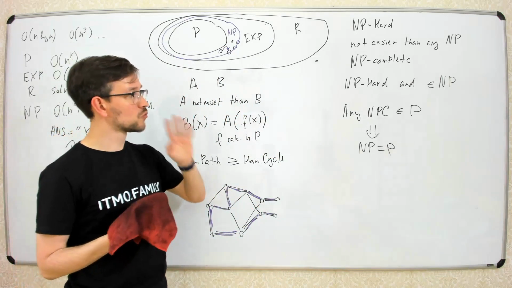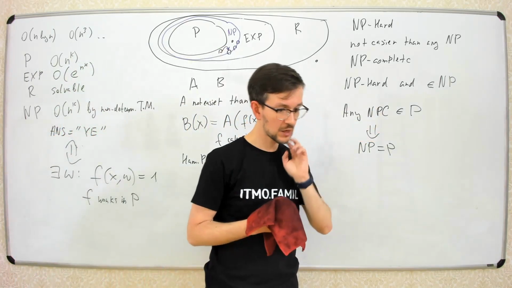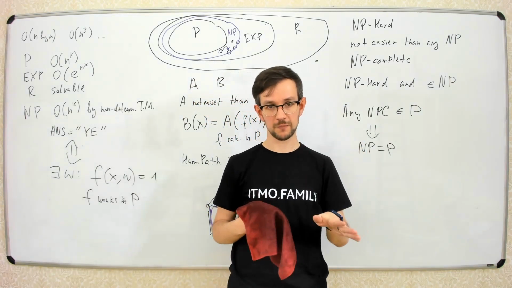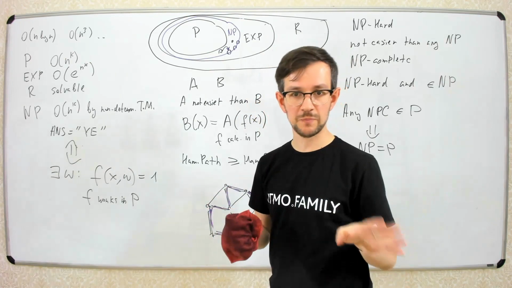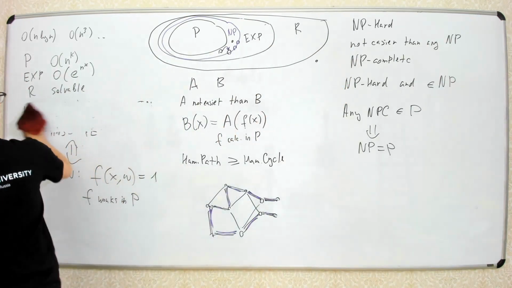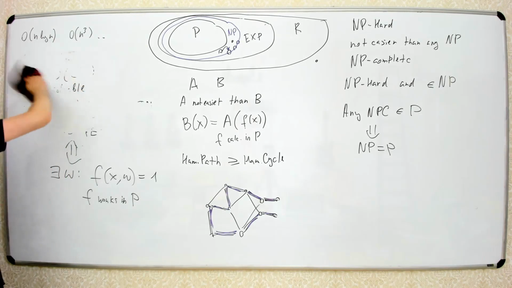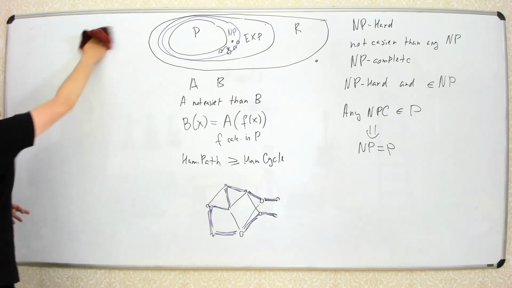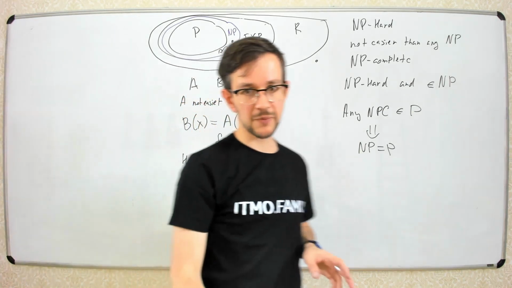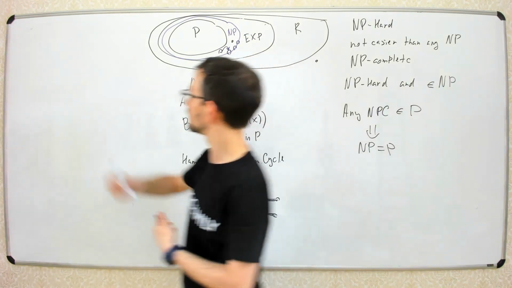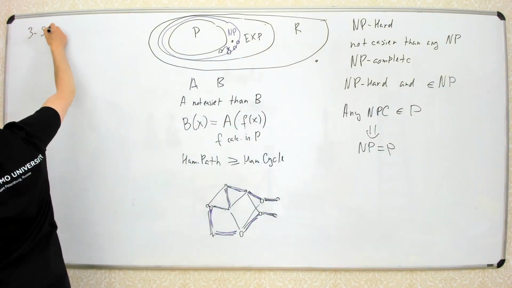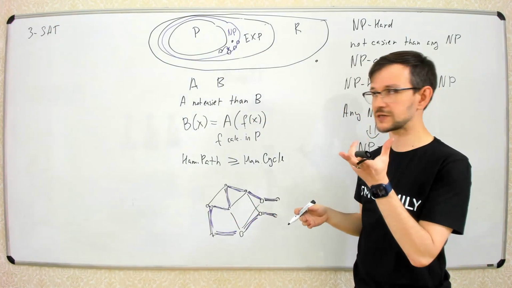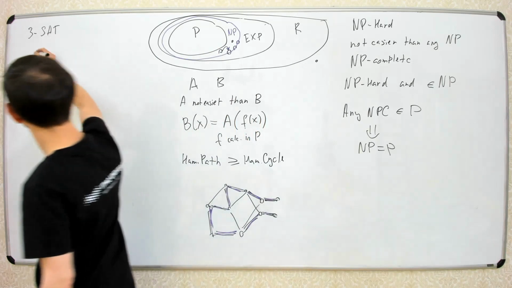So how do people prove that some problem is NP-complete? There is a list of problems known to be NP-complete. One of the simplest NP-complete problems is the following problem. One of the simplest NP-complete problems is the 3-SAT problem. In the 3-SAT problem, you have a formula in 3-CNF form.